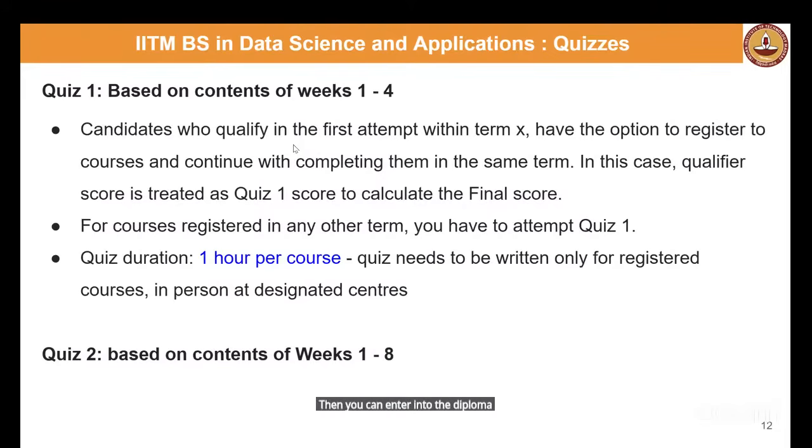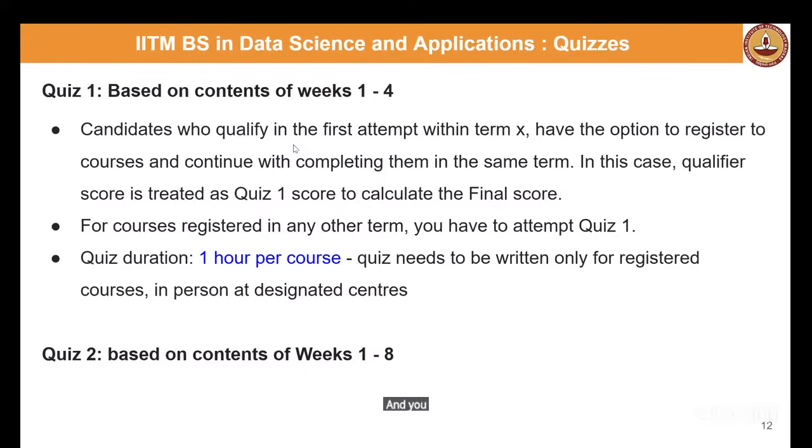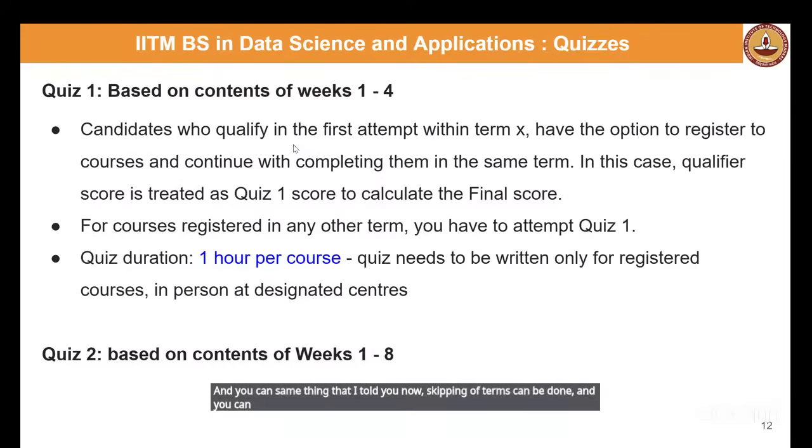If your question is what if I take a break after the diploma level, it's the same thing. After the diploma level, if a student has completed, we generally have these exit form formalities. If you do not want to fill that, you can ignore the exit form formality, and the same thing that I told you now applies. Skipping of terms can be done, and you can enroll into the degree level.